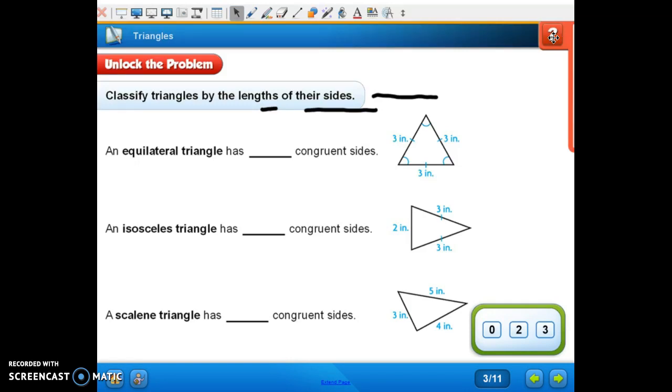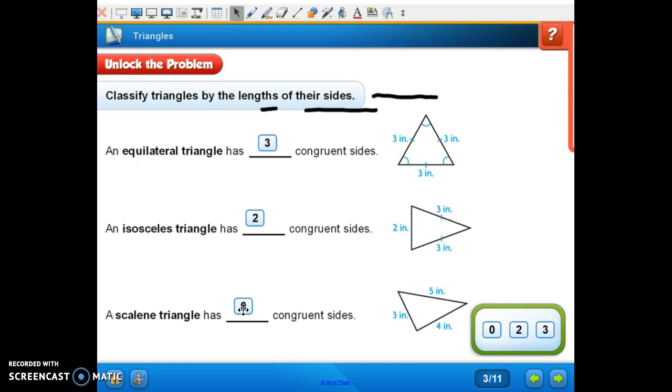An equilateral triangle has blank congruent sides. That's a picture of an equilateral triangle right there. How many sides are equal on that? 3. 3 of them, right? An isosceles triangle has blank congruent sides. 2. And notice they put that little mark showing us they are congruent. And a scalene triangle has 0. Does anybody have a way that they remember those?